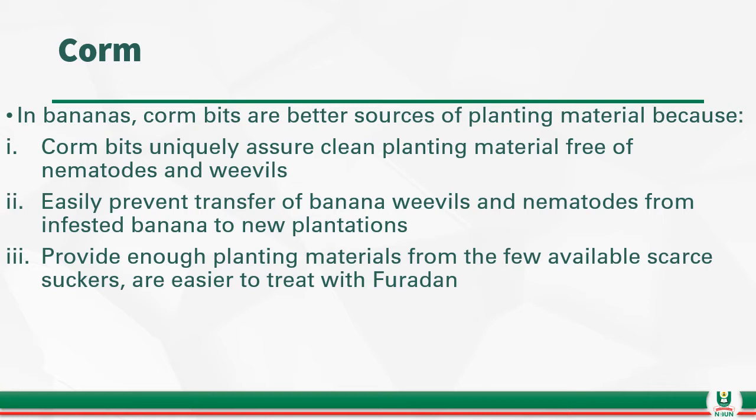So you can see why it's very advantageous to use the corms. And also, these corms provide enough planting materials. You don't need a lot of them. They provide enough planting materials from the few available and scarce suckers. And it's also easier to treat with furadan, which is a kind of pesticide that is used to treat these corms for better production.